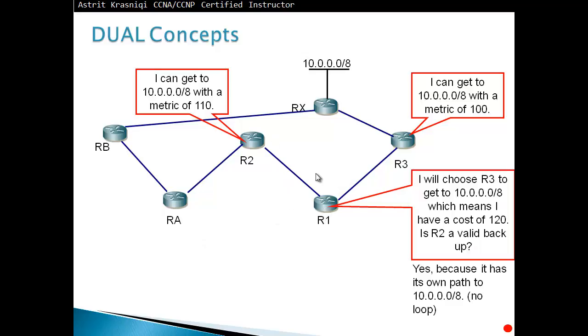It finds the best path to the destination. From me to the destination, it's called the feasible distance. Now, if another router is telling me how to get to the destination, that's called the reported distance. And I compare that reported distance with my feasible distance. So if your reported distance is less than my feasible distance, I know for sure you're not coming through me. So that's loop-free, and you can be a backup path.